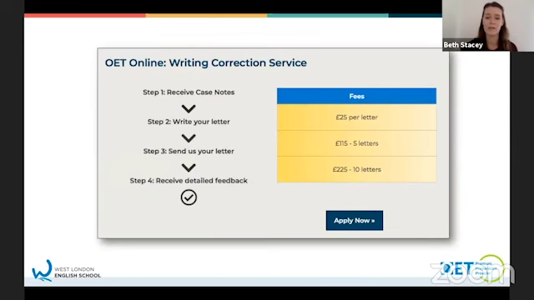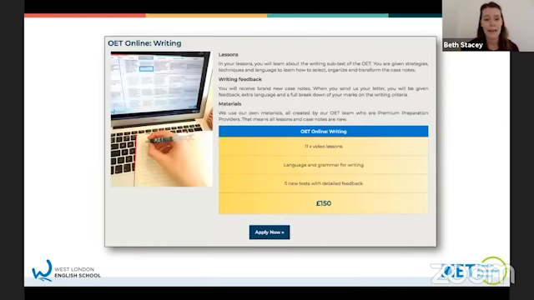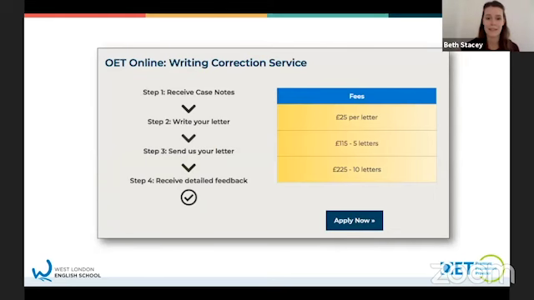We also have a writing correction service, which is where we send you case notes, you write your letter, send it back to us, and we will give you feedback, which includes the marks of the writing criteria. So a lot of people go for this option. The difference between the writing package and the writing correction service is that the writing correction service is only letters. You don't have the actual lessons included in that.